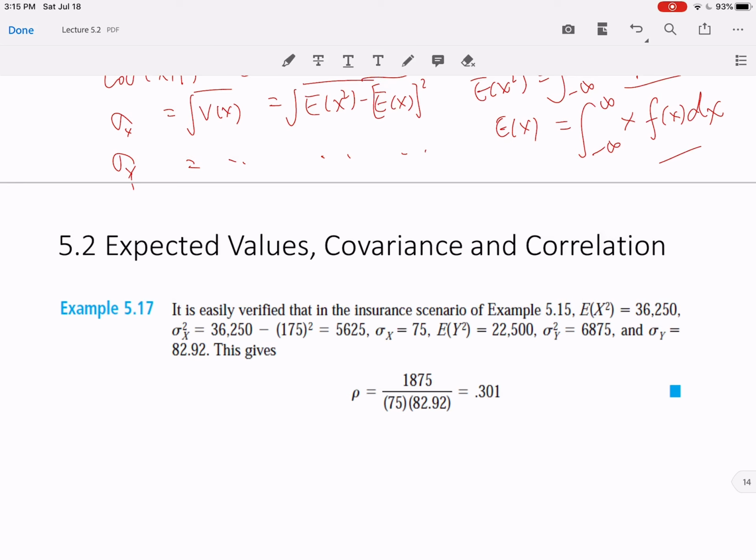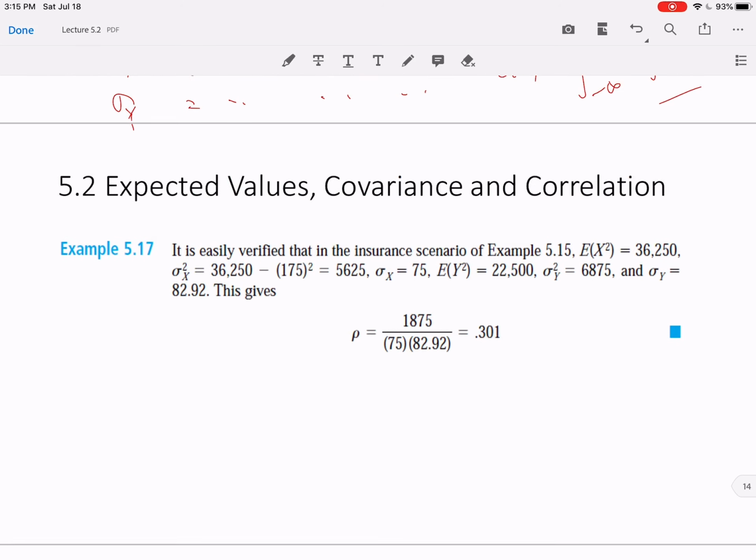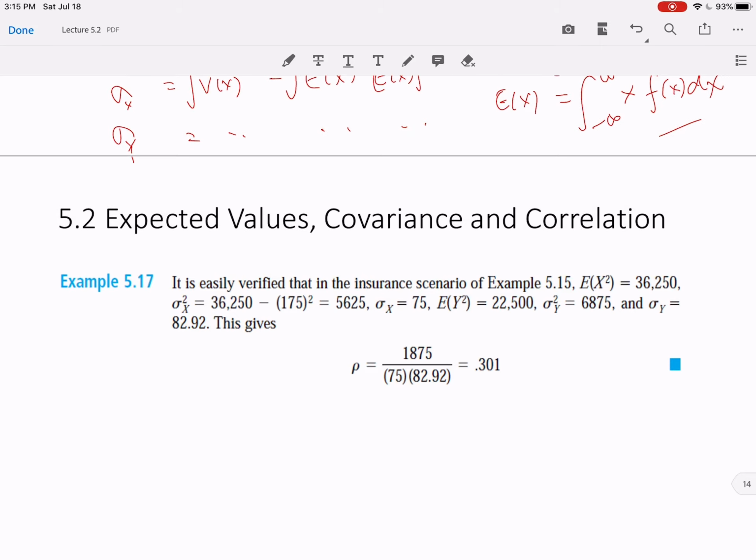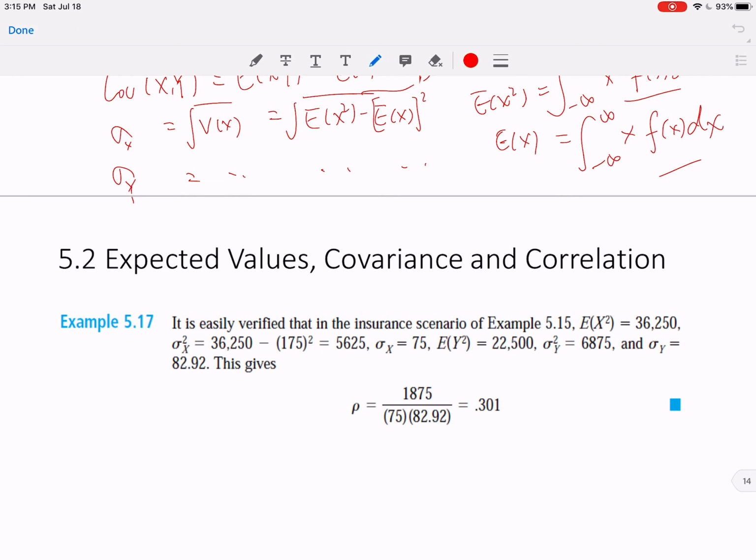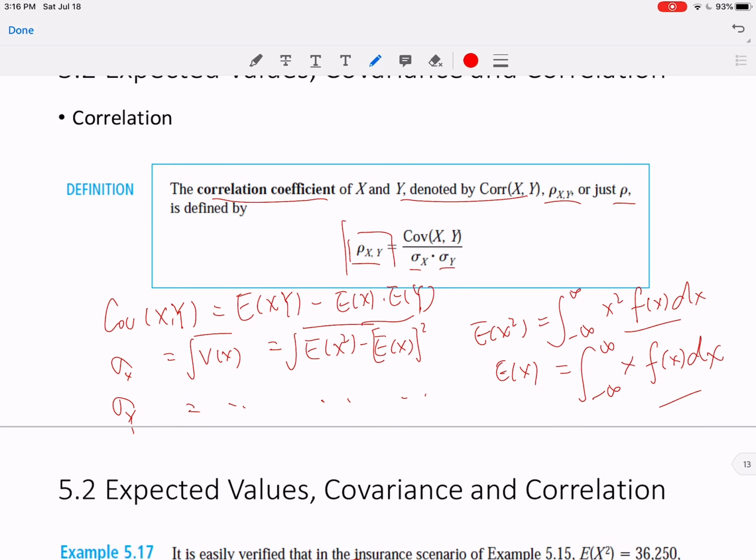So all right, let's take a look at an example here. It is easily verified. In the insurance scenario of example 5.15, the E of x squared is going to be equal to this, and the variance is going to be equal to that, and the standard deviation is going to be 75, which is the square root of this number, of course. And the E of y squared is going to be equal to this, and the variance is equal to that, and the standard deviation is equal to that. So once we have all those numbers, we just need to plug them back into this formula over here.